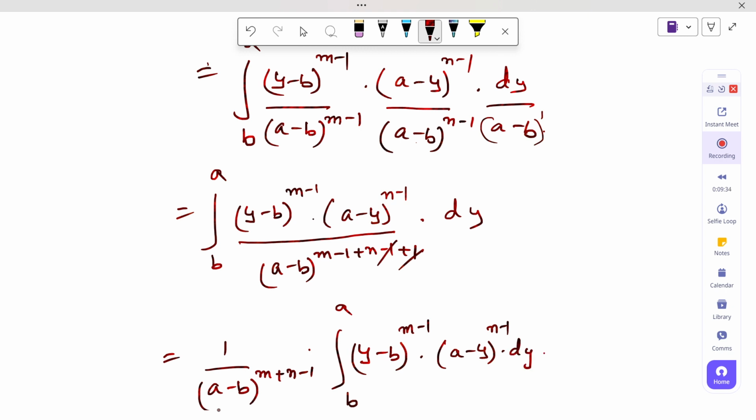Now see, this side is equal to beta of m comma n. Now according to the question, you are going to make a substitution over here. Look at your question and tell me what values you are going to substitute. a is equal to, b is equal to, and m is equal to, n is equal to what values?